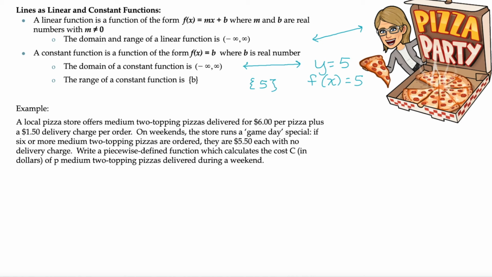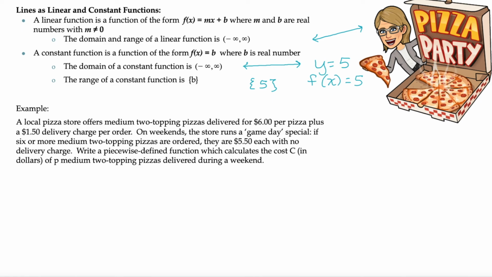And our last example: a local pizza store offers medium 2-topping pizzas delivered for $6 per pizza, plus a $1.50 delivery charge per order. On weekends, the store runs a game day special. If 6 or more medium 2-topping pizzas are ordered, they are $5.50 each and no delivery charge. Write a piecewise defined function which calculates the cost in dollars of p medium 2-topping pizzas delivered during a weekend.